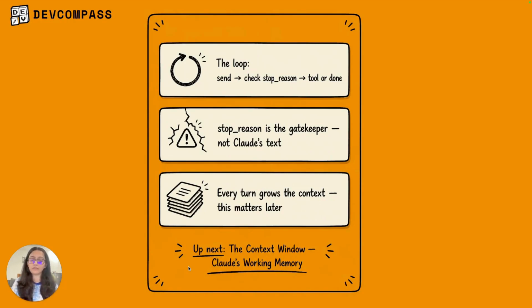When you return, the next video is about the context window. Specifically, what it actually contains when an agent is running, how quickly it fills up, why you run out of tokens, and why that matters for how your agent behaves over a long conversation and starts hallucinating.